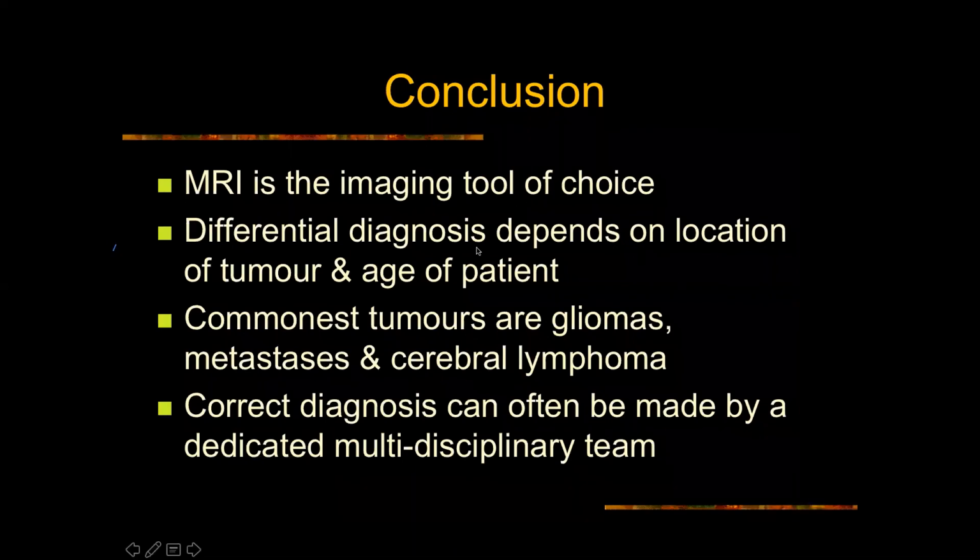So in conclusion, MR is the imaging of choice for diagnosing brain tumors. And the whole differential diagnosis depends on two things: location of the tumor and the age of the patient. You get one of these wrong, you're going to make a wrong diagnosis. So you remember the common tumors like gliomas, metastasis, meningiomas, and cerebral lymphoma. If you play the numbers game, most of the time you'll be correct. And then finally, every brain tumor is discussed in MDT, and with the combined effort, a diagnosis is usually reached.